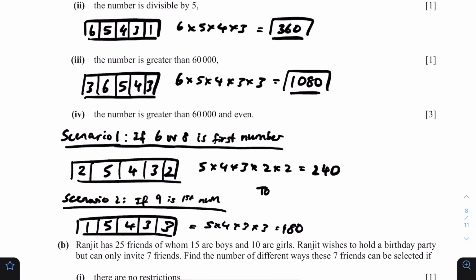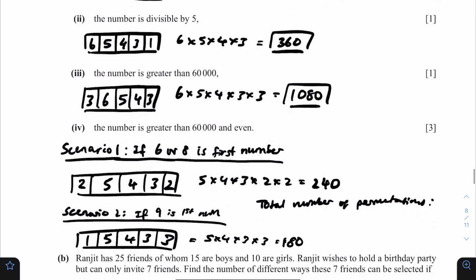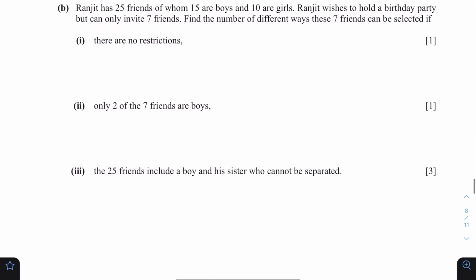So that's the total number of permutations. Remember that this is a permutations question just because they're asking about numbers, and 1, 2, 3, 4, 5 is different from 5, 4, 3, 2, 1. Just remember that. First identify if it's a permutations or combinations question. So 240 plus 180, which is equal to 420. So that will be our answer for this problem. All right, let's go to the next part.